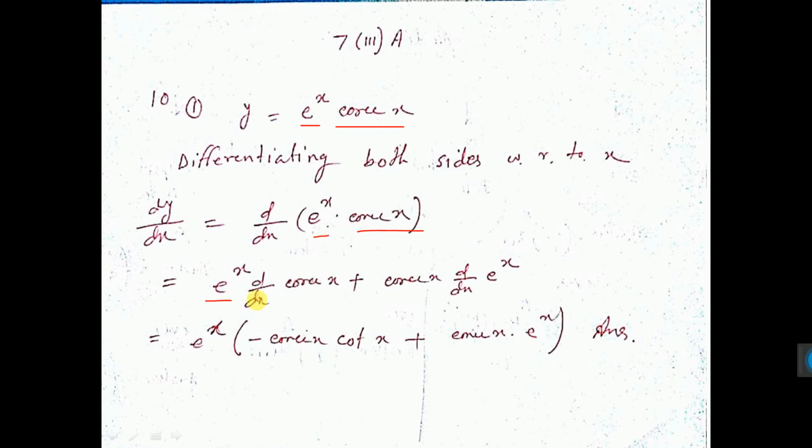Now apply the formula u d/dx of v plus v d/dx of u. This is u, this is v. This is v, this is u. See, I am telling you v but writing something else, because this one I consider u, and this one I consider v. So u, that means this, d/dx of v, that means this, plus v, that means this, into d/dx of u, u means e to the power x. Now the formula of cosec x is minus cosec x cot x, and the formula of e to the power x is e to the power x. So this is the answer I have got.